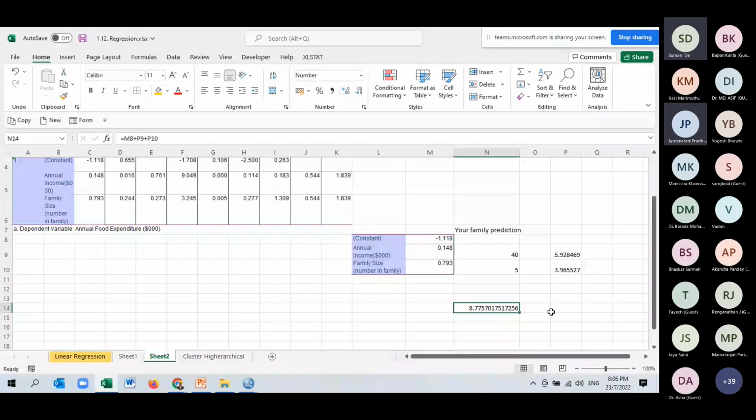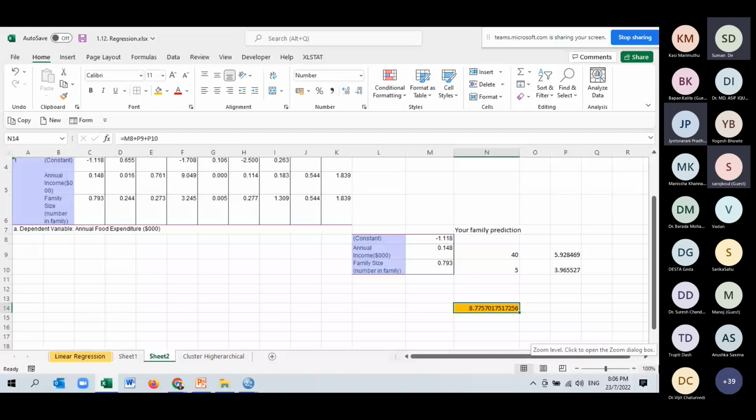Please tell me the answer, whether you all got it. Yes, sir. Answer, sir. So if a family has a 40,000 income and a family size of 5, their anticipated expenditure will be $8,000.